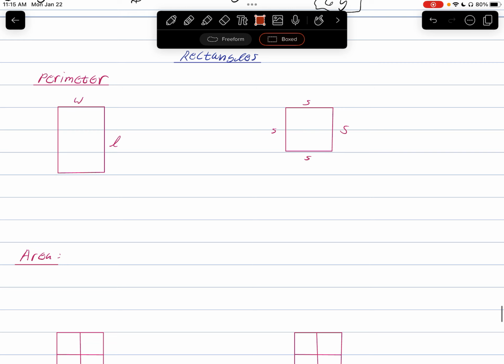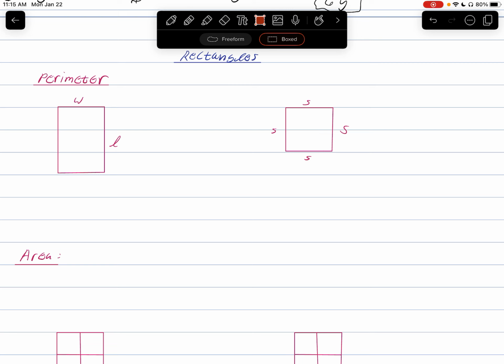It should be noted too that all of the formulas that we're going to deal with here will also work for a square. It's just we have a couple other formulas that are a little easier to work with if you're given a square. Okay, so let's start with the rectangle and the perimeter of the rectangle.